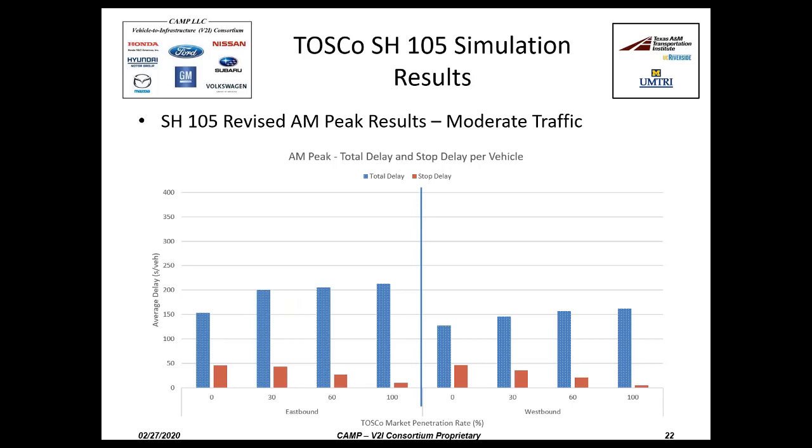We expected this to some degree in moderate traffic because TOSCo's main strategy for avoiding a stop at the intersection is to slow down and come to a speed such that they do not need to stop. And naturally, one could expect that slowing down leads to some increase in total delay. What you need to focus on for this graph is that the stop delay goes way down.